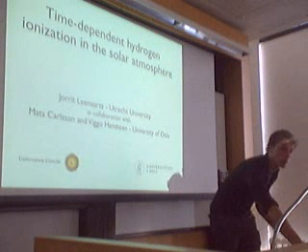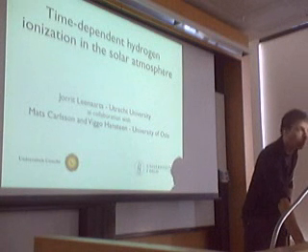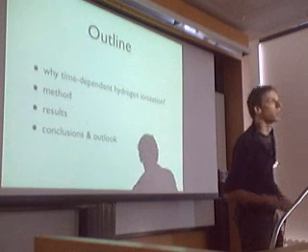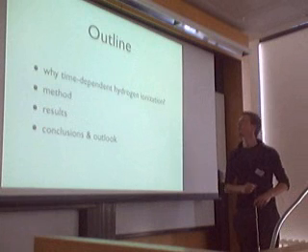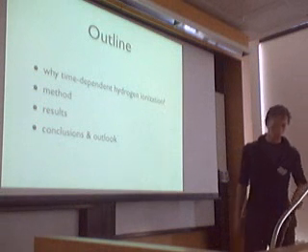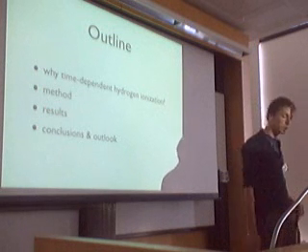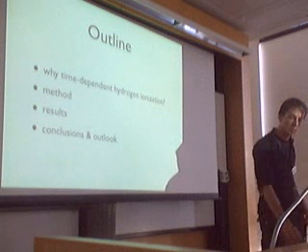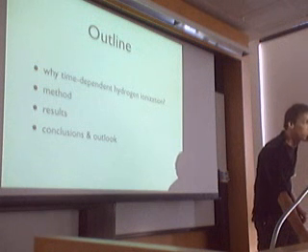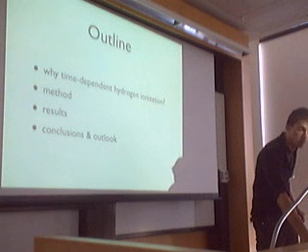So I will talk about time-dependent hydrogen ionization in the solar chromosphere mostly, because the assumption of instantaneous statistical equilibrium does not hold there. I will first explain why this is. I will explain something about the method, how we actually implemented this in an MHD code, show you the results, and there's still quite a lot of work to be done, so I will spend some time on that as well.